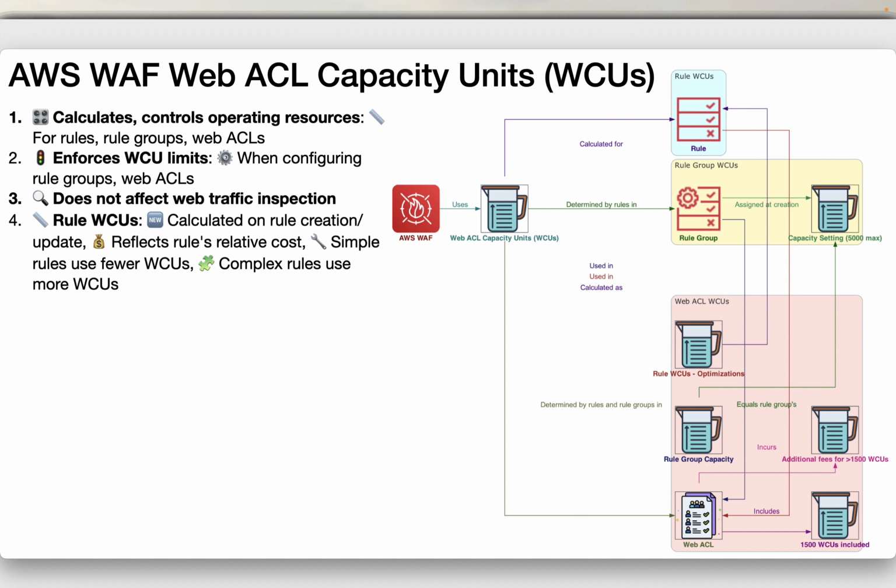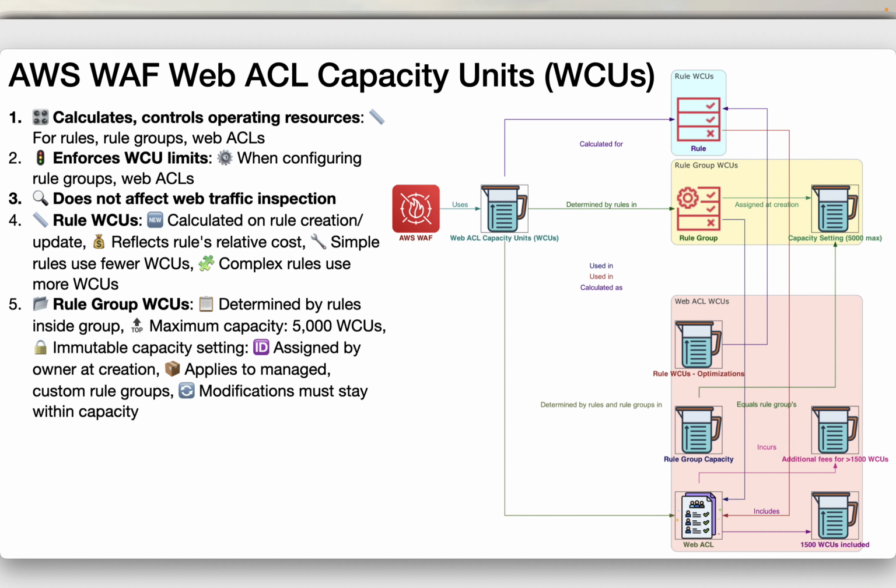First is rule WCUs. AWS WAF calculates rule capacity when you create or update a rule. AWS WAF calculates capacity differently for each rule type to reflect each rule's relative cost. Simple rules that cost little to run use fewer WCUs than more complex rules that use more processing power. Rule group WCUs. The WCU requirement for a rule group is determined by the rules that you define inside the rule group. The maximum capacity for a rule group is 5000 WCUs.